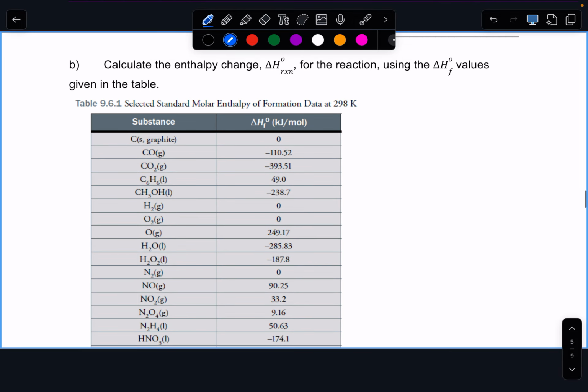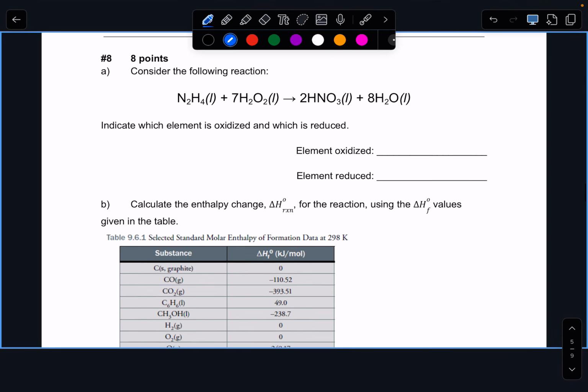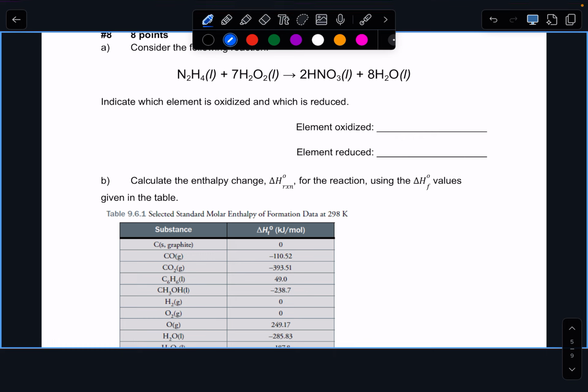Let's do... Okay, so write down the equation here so that I can then make the table bigger. So we're going to use delta H of formation values. So there's a whole table here that you're going to have to use. But this is the equation we're looking for. N2H4 liquid plus 7H2O2, hydrogen peroxide, forming HNO3, nitric acid, and water.